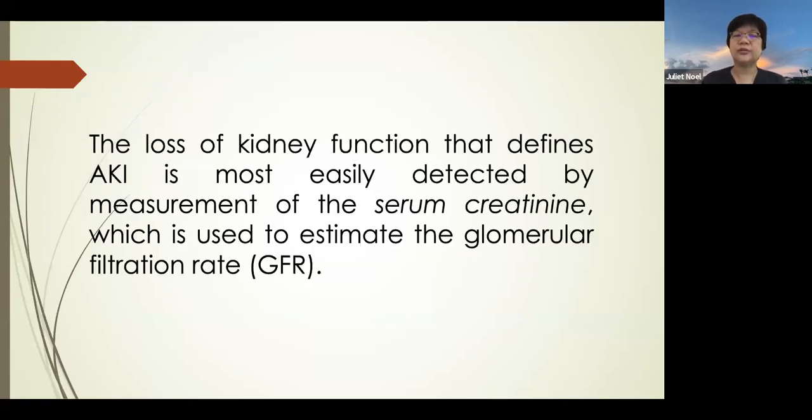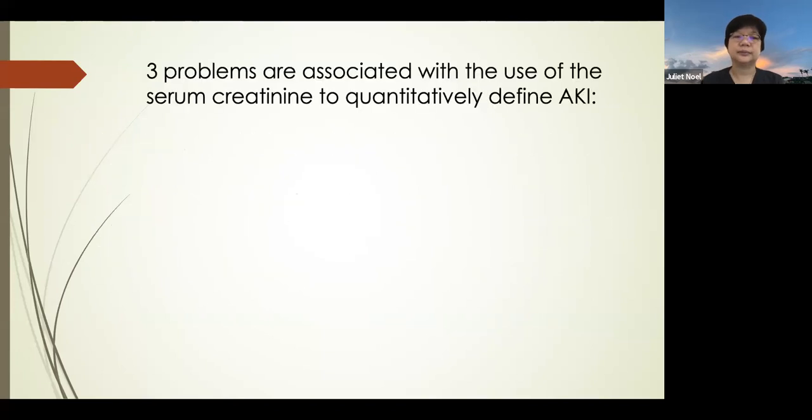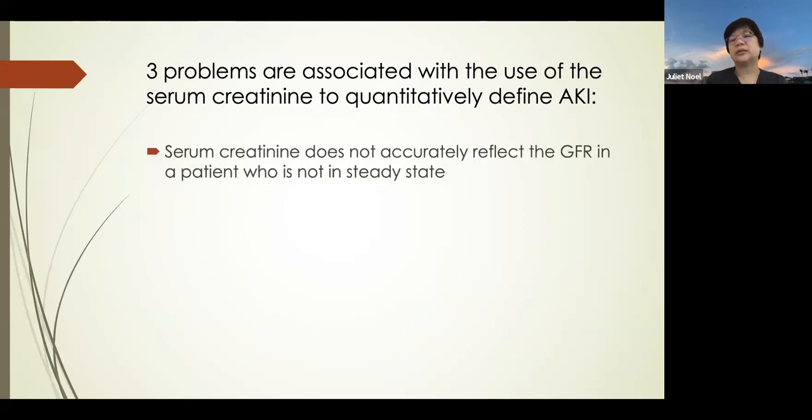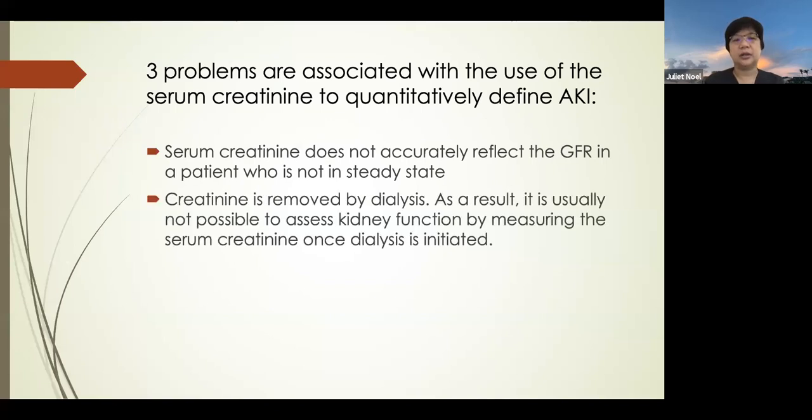So the loss of kidney function that defines AKI is most easily detected by measurement of serum creatinine. Three problems are associated with the use of serum creatinine to quantitatively define AKI. One, serum creatinine does not accurately reflect the GFR in a patient who is not in a steady state. So if the patient is hypercatabolic, the creatinine does not truly reflect the GFR.